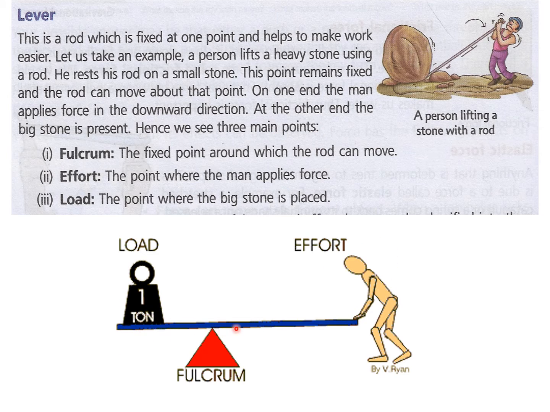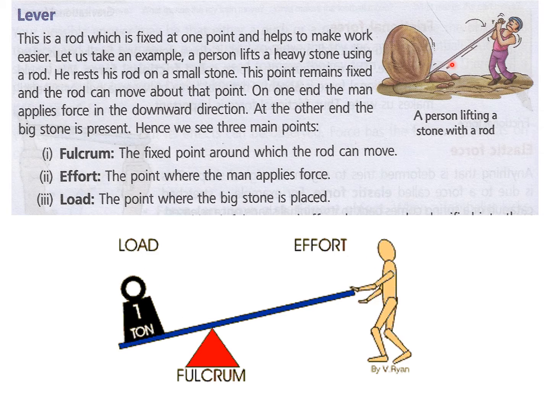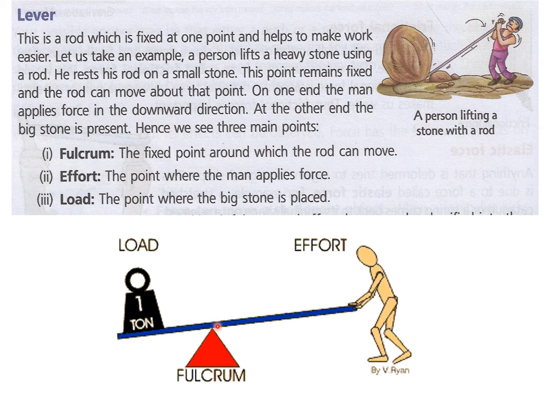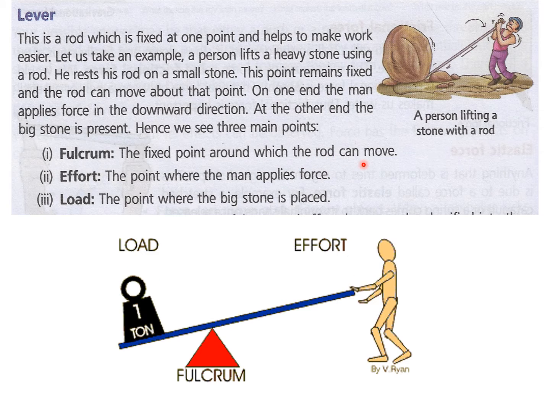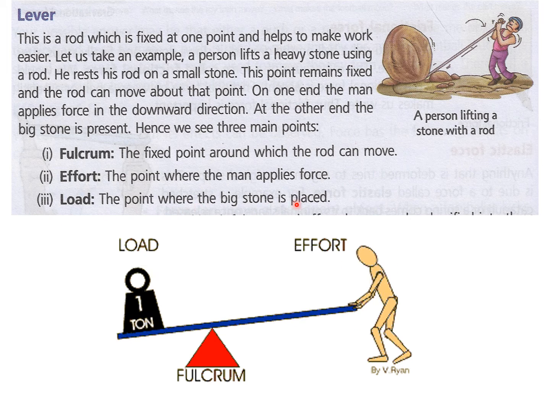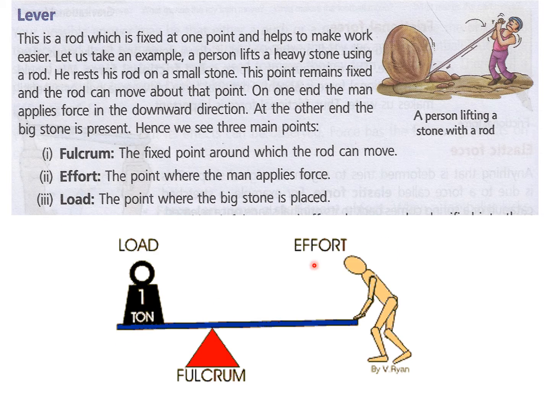Now you can see this is the rod, just like this rod. It is fixed at this one point. This point where the rod is fixed is known as the fulcrum. Where the man is making an effort to lift the stone or the weight, this is called effort, and this stone here is the load. So fulcrum, the fixed point around which the rod can move; effort, the point where the man applies force; and load, the point where the big stone is placed. So this is called a lever, and every lever has 3 points: fulcrum, effort and load.